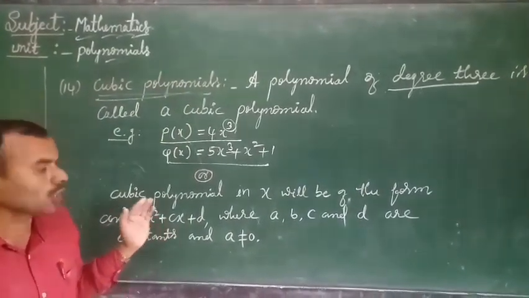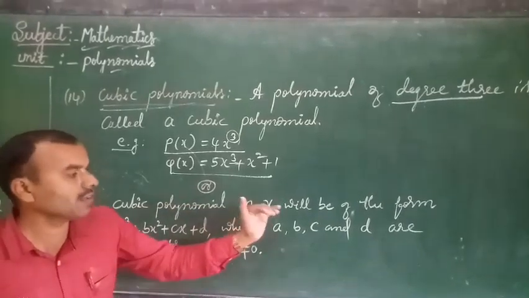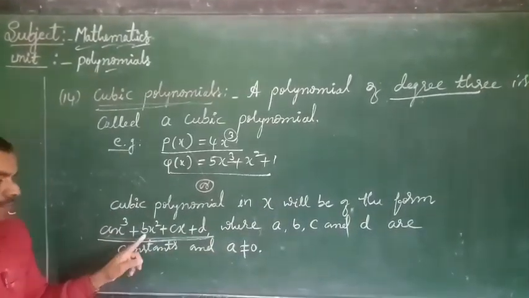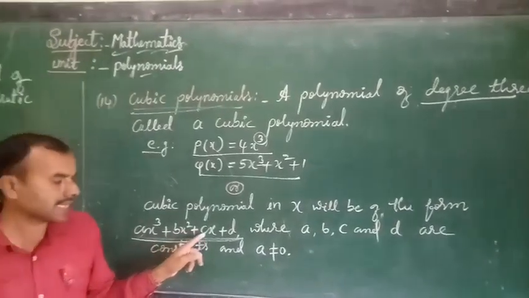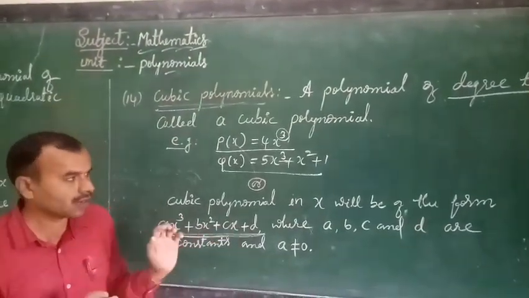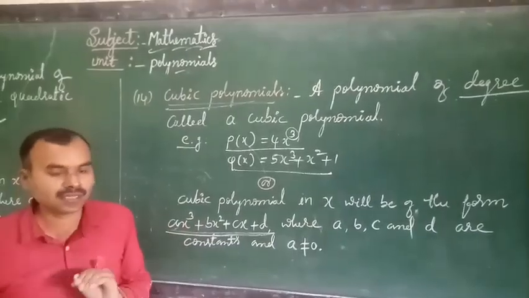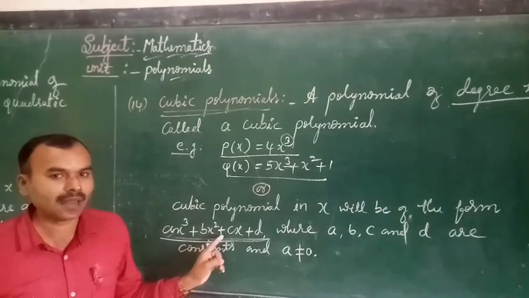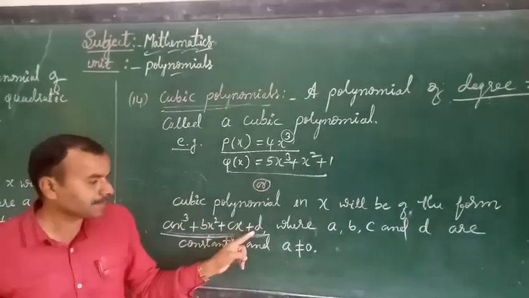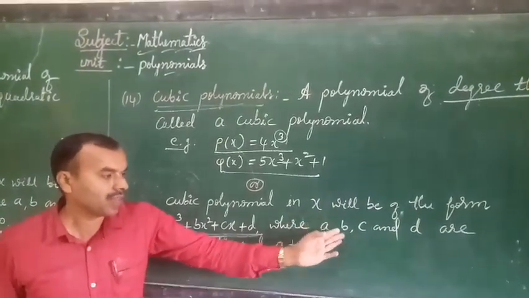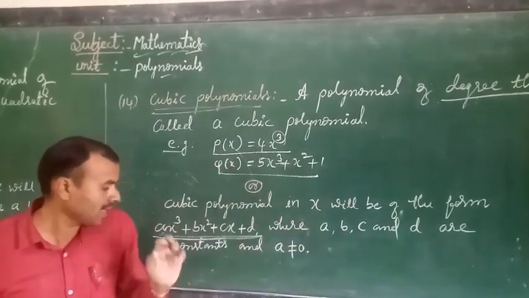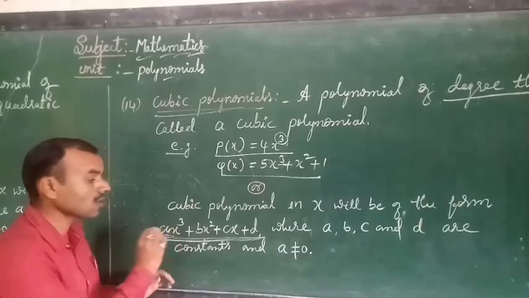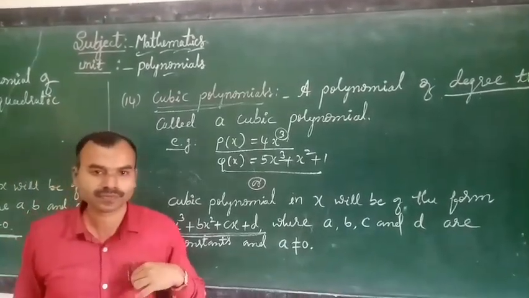In general, a cubic polynomial in x will be of the form ax cube plus bx square plus cx plus d. It is the general form of cubic polynomials. Once again, ax cube plus bx square plus cx plus d, where a, b, c and d are constants, and here also a is not equal to 0.